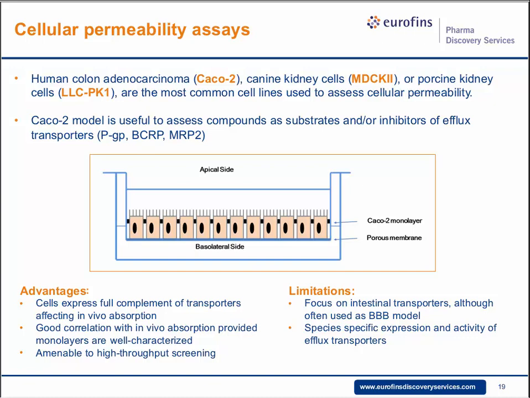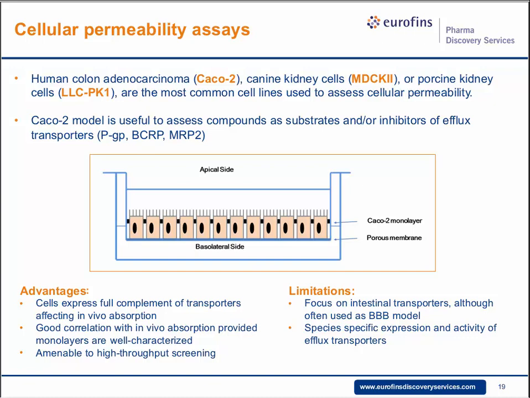And in this approach, the cells are grown on a porous membrane in a transwell plate. And in this format, they will grow to their morphology, in which they form a monolayer with tight junctions between the cells. And in this format, we can then add the compound. A test compound can then be added to either the apical or basolateral side of the monolayer, and the ability of the compound to pass through the Caco monolayer in either direction, either by passive diffusion or by active transport, can be assessed.